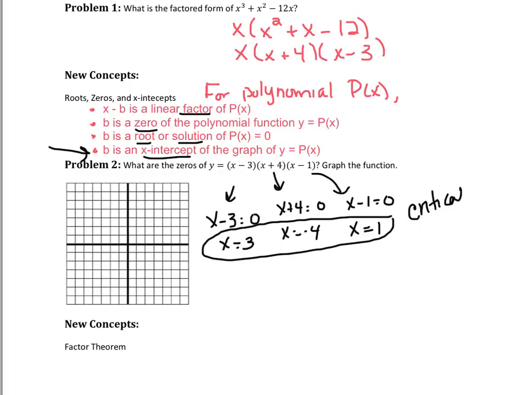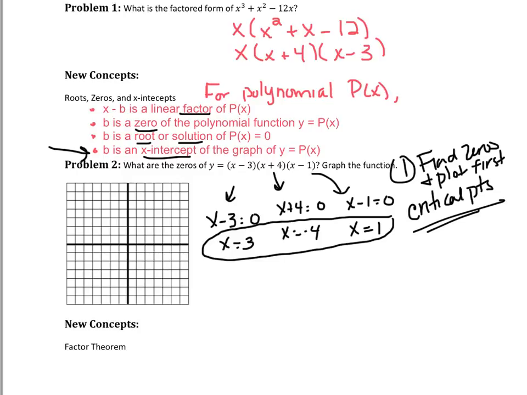We want to make sure that we plot those. So you should find the zeros and plot those first if you're going to graph something. And that's what we just did. So that's step 1. So I'm going to plot x equals 3. That's my x-intercept. I have an x-intercept at negative 4, and I also have an x-intercept at 1. So that's where it's crossing the x-axis.